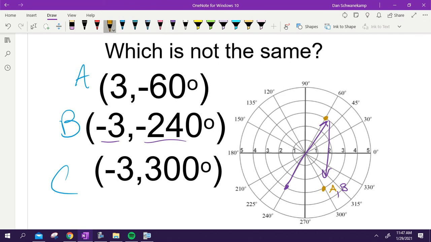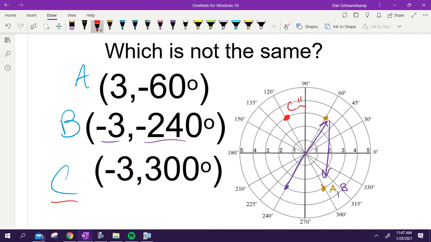Okay? Show me with your fingers which quadrant C is going to end up in. C is going to end up in the 2nd quadrant. (3, 300) would be here, but it's got a negative radius, which would shoot you across to right there. C is sad. Oh, he's sad. He's by himself.